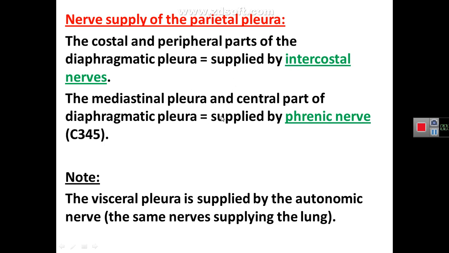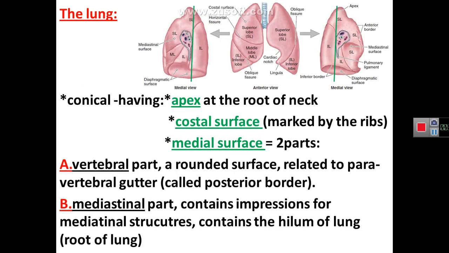The details of spinal nerve supply to the parietal pleura are as follows. The costal and the periphery of the diaphragmatic pleura are supplied by the intercostal nerves, while the mediastinal pleura and the central part of the diaphragmatic pleura are supplied by the phrenic nerve, which is a branch from the cervical plexus having the root value of spinal nerves C3, C4, and C5. This is mostly all about the anatomy of the pleura.